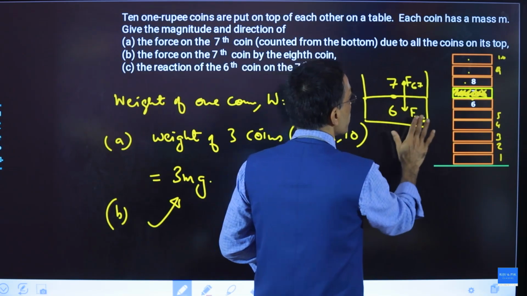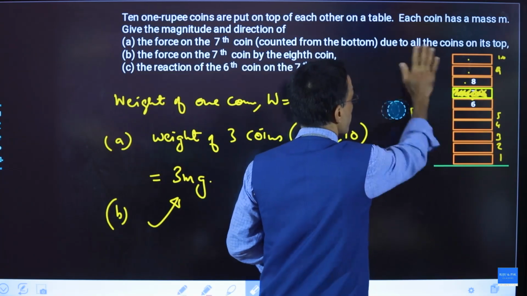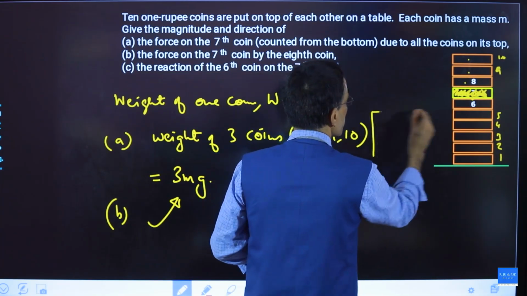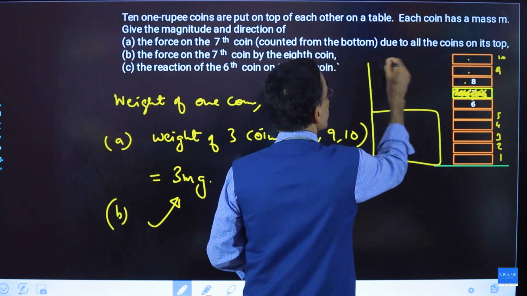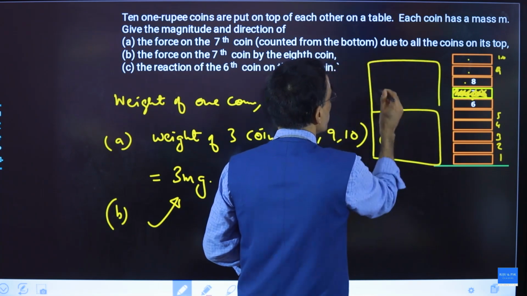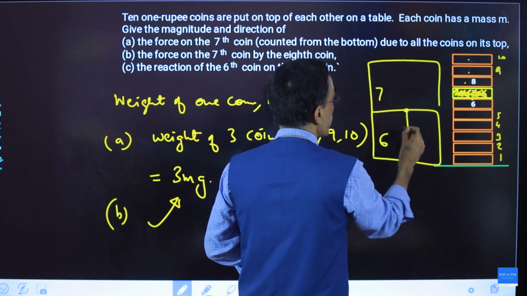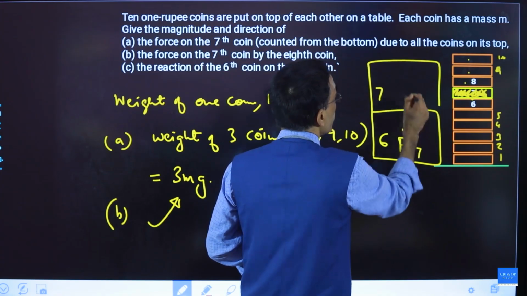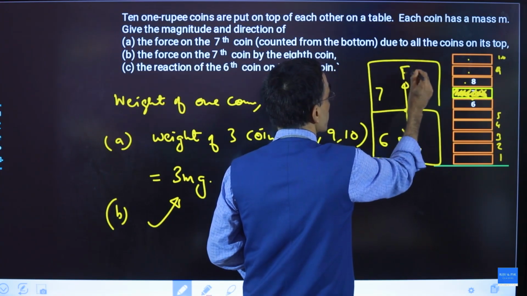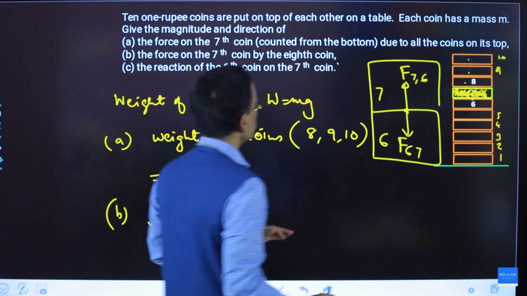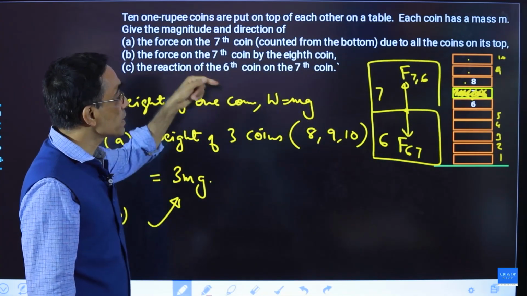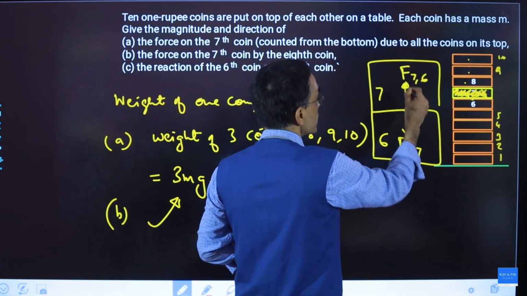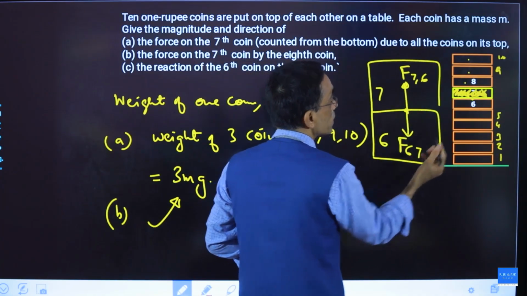Oh, I am sorry, I just wrote it wrong. Okay, I think it should be done in a larger way. So, this is the 6th coin, this is the 7th coin. The 7th coin is pressing, this is the force on the 6th coin by the 7th one, and the reaction is the force on the 7th coin by the 6th coin. What is asked? The reaction of the 6th coin on the 7th coin is this force. How much is this? That will be equal to F67, and F67 means what?